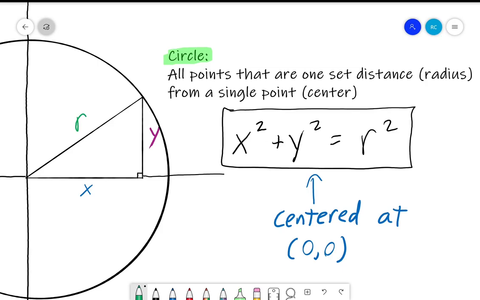Now things do start to get a little bit more complicated when you move the circle around so that the center isn't at 0, 0, but we're going to go ahead and do that in the next video.